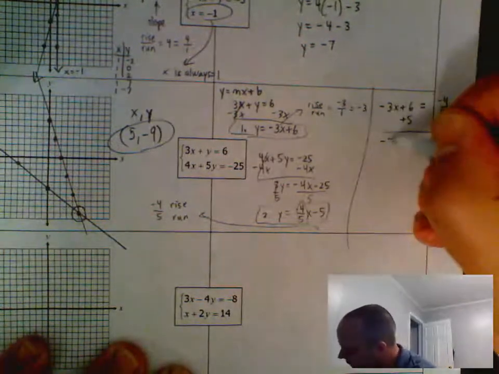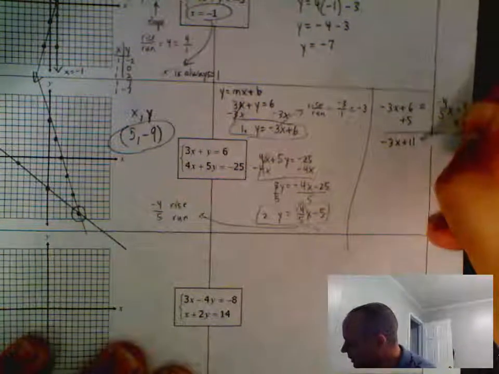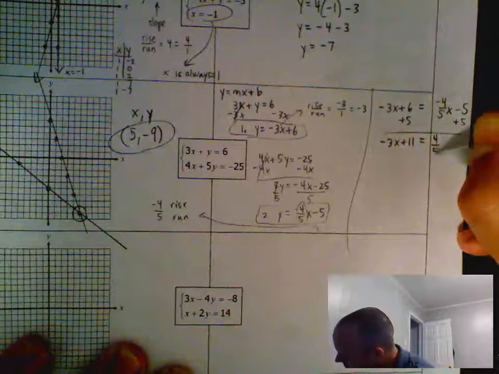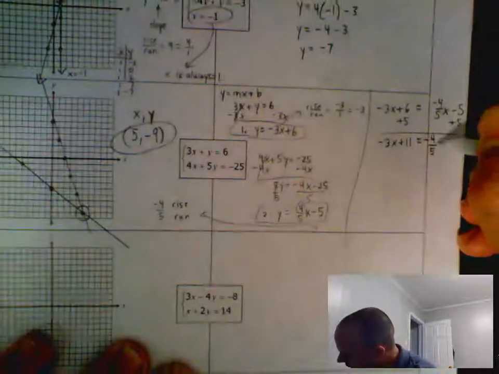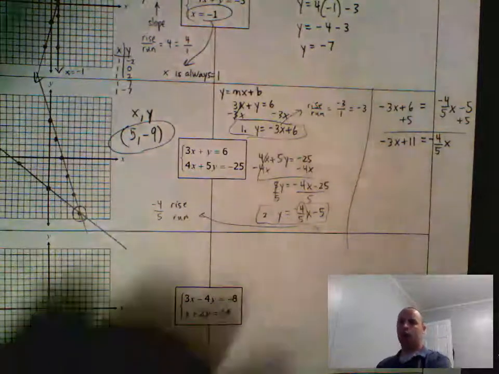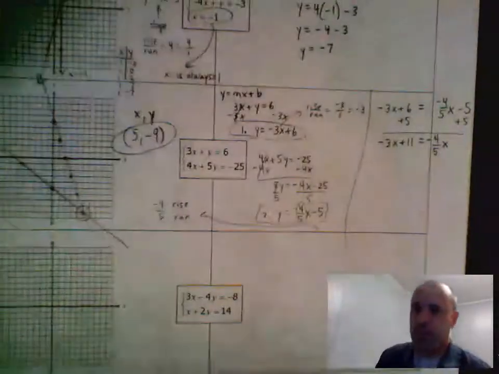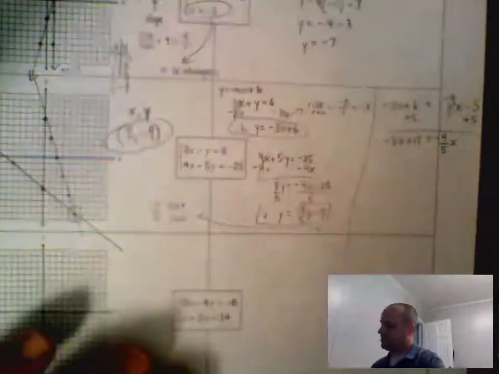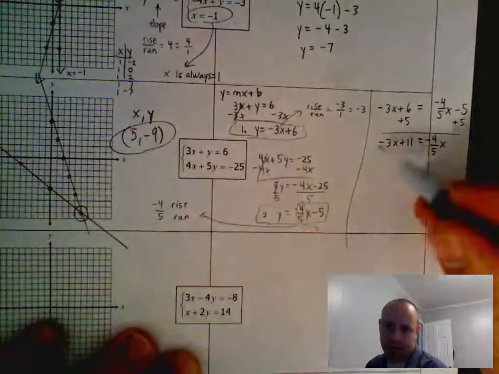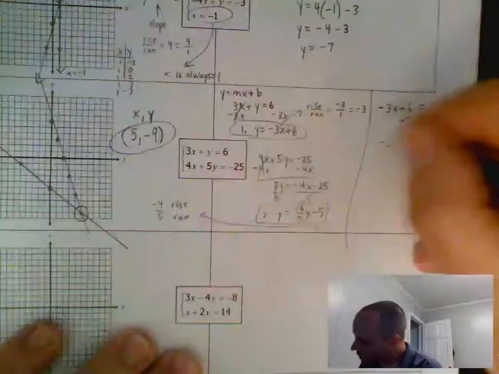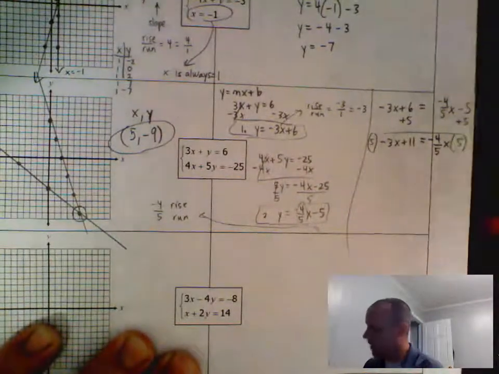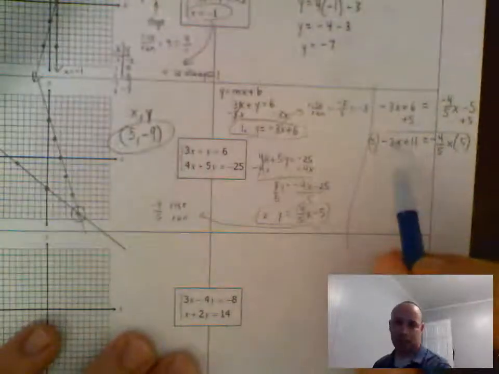Okay, so we'll get negative 3x plus 11 is equal to negative 4/5 x, okay? And then one thing we can do here is we can times both sides to get rid of the divided by 5 here. We can times both sides by 5. So if you times this side by 5 and this side by 5, what happens over here is pretty easy.